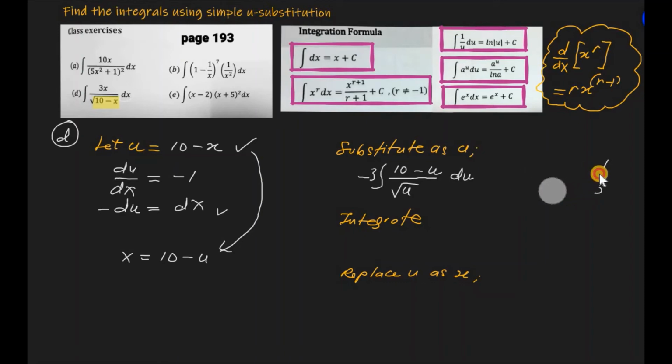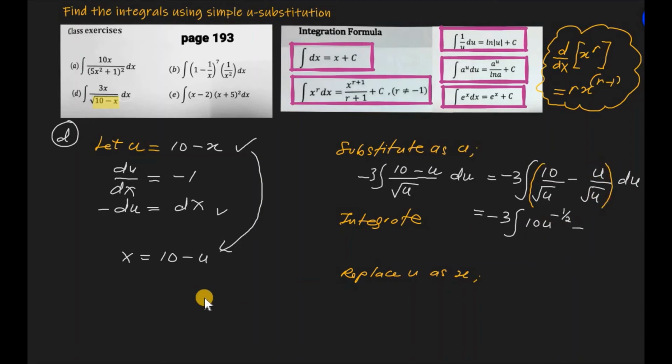Before we integrate, you have to simplify this. This is similar to say as if you have 10 over square root u minus u over square root u, and we are to integrate term by term with respect to du. Okay, before we integrate, let's simplify this further. Check my work. This is 10 of u power negative half.